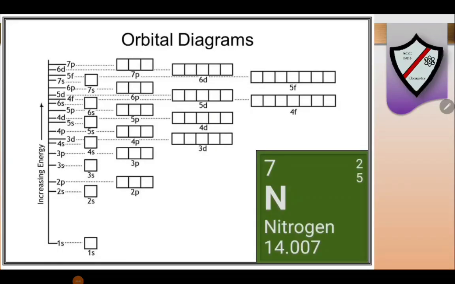Here's the first example of an orbital diagram we will draw ourselves. We are going to determine the orbital diagram for a neutral atom of nitrogen. We have the periodic table inset for nitrogen here, and we can clearly see that nitrogen is atomic number 7, which we now know means that a neutral atom of nitrogen has 7 protons and therefore will have 7 electrons.